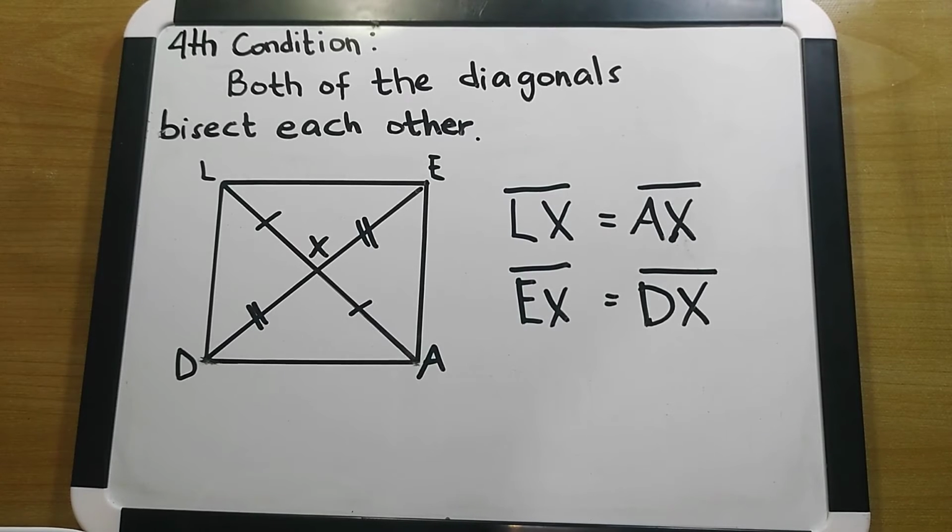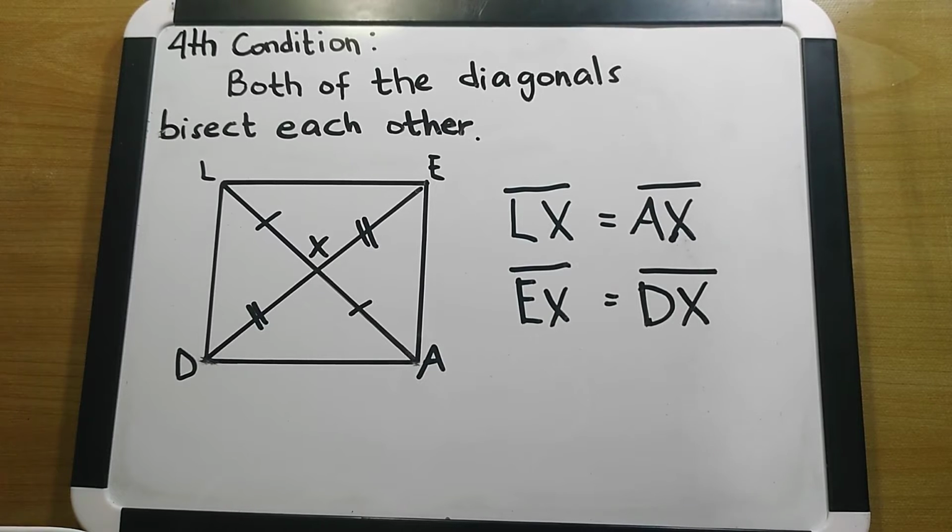For the fourth condition, if both of the diagonals bisect each other, then it is a parallelogram. We have here figure LEAD. We are given two pairs of line segments. These line segments are formed when the two diagonals intersect each other, but we are going to find out if they are indeed bisecting each other. If two diagonals bisect each other, two equal or congruent line segments are formed. These two line segments have equal measure.